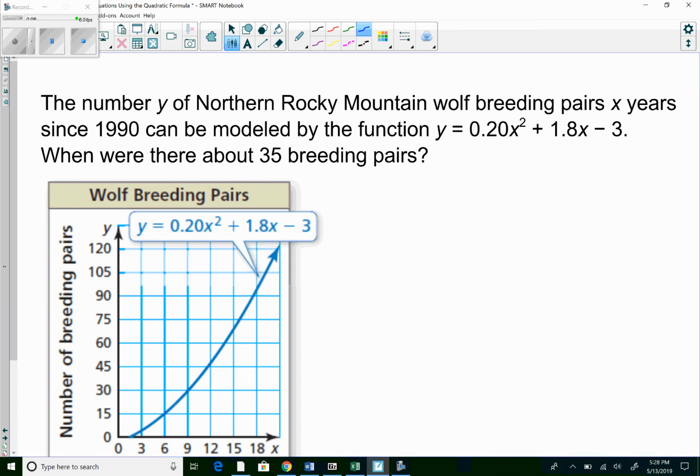So now, the number of northern Rocky Mountain wolf breeding pairs, x years since 1990, can be modeled by this function here. When were there about 35 breeding pairs? So basically what they want you to do is plug 35 in for y here.